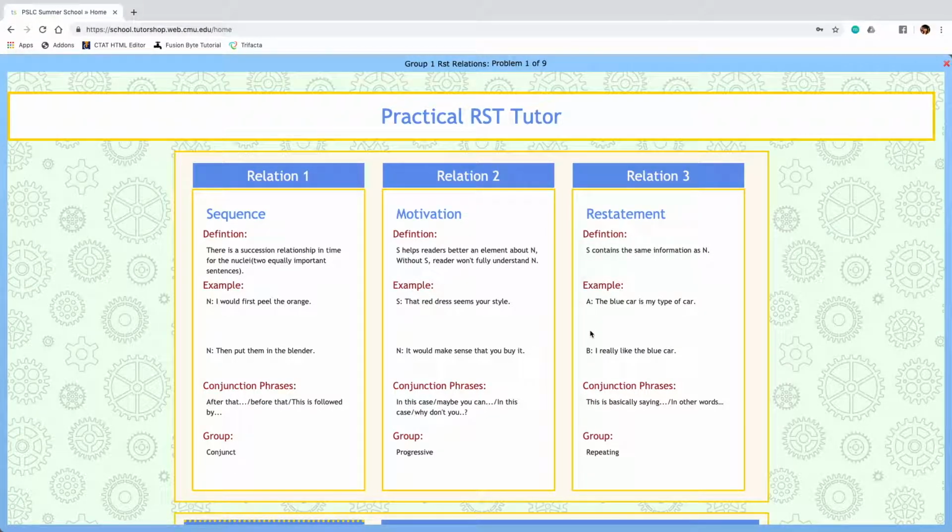Let's try out this intelligent tutoring system. First, we'll see three relations, each with its definition, example sentences, and conjunction phrases.